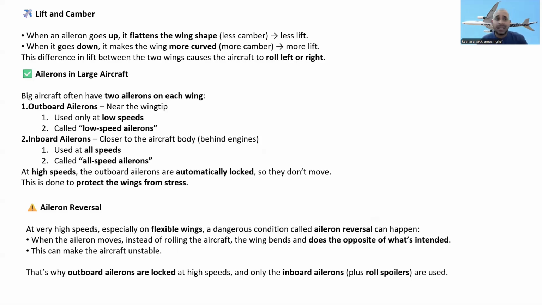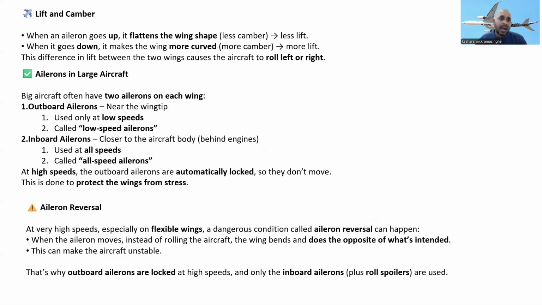Large, big aircraft often have two ailerons on each wing, like the Boeing 777 and the A380. The outboard ailerons, near the wingtip, are used only at low speed, and are called low speed ailerons. The inboard ailerons, closer to the aircraft body behind the engines, are used at all speeds, and are called all speed ailerons.